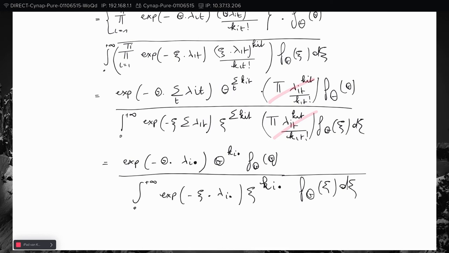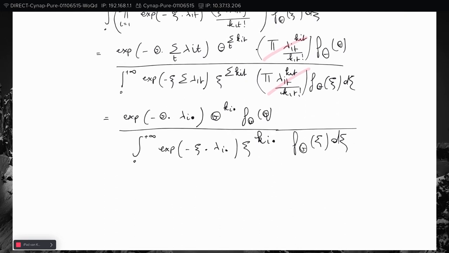Yeah? So this indeed tells me that this posterior distribution of theta given the whole history reduces to a posterior distribution of theta for which I only need to know the sum of the claims reported in the past. So it tells me the following conclusion, and that was stated at the bottom of sheet 24. So that's what we derived together.